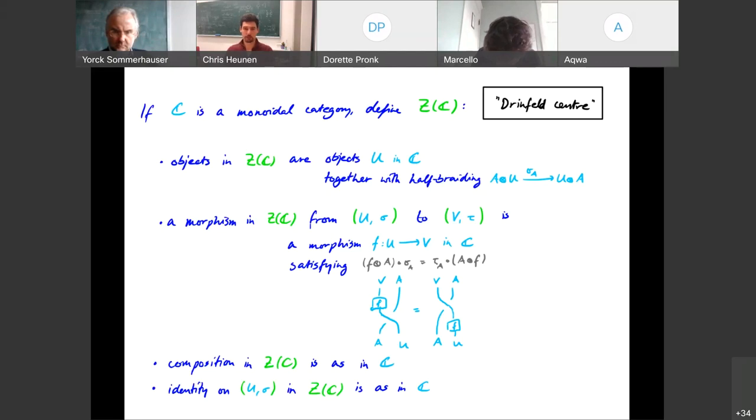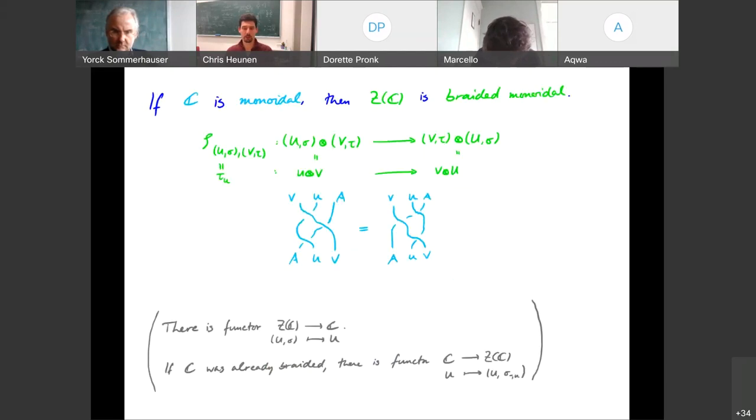That's at this point just a category that we'll call the center. But it's not just a category. It's in fact monoidal, and braided monoidal at that. We sort of already saw the monoidal structure, because if I have two half braidings, I know how to put them together. And the tensor unit always has a half braiding on it. So we sort of know what the tensor product on Z of C should be defined as.